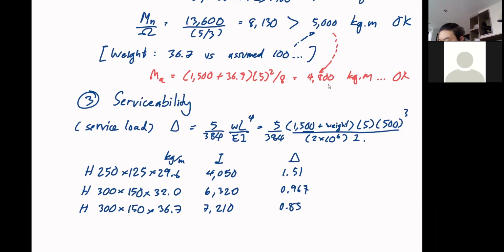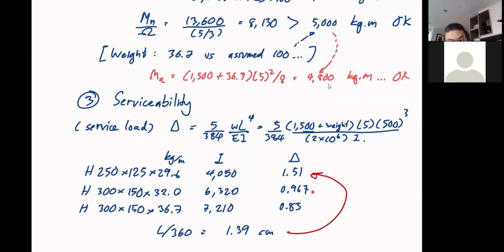So let's say I consider L over 360, the total load. L over 360, L is 500 centimeters, right? So that gives you the limitation of 1.39 centimeter as your limit if you are going to use this as your deflection criteria. So that means that one is beyond. By increasing the weight a tiny bit from 29.6 to 32, now your deflection is reduced dramatically.